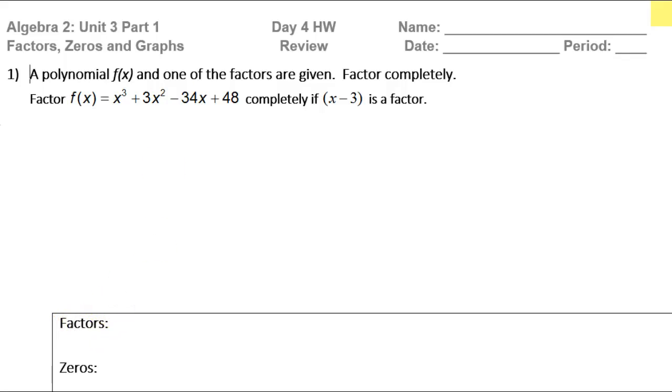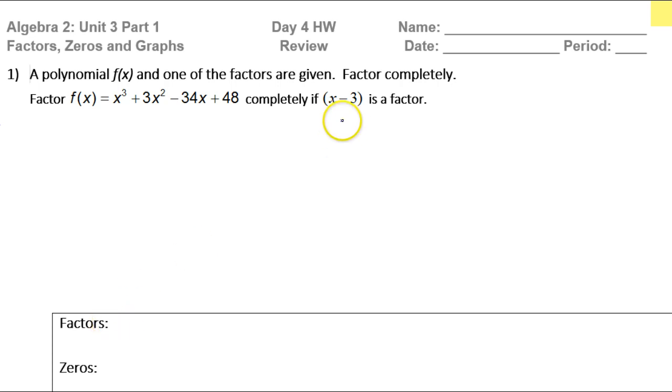In this video, we are going to explore the relationship between the factors of a polynomial, the zeros or roots of a polynomial, and the graph of a polynomial. So first of all, we have this polynomial function, and we're supposed to factor it completely, but we're given some information. We're given that x minus 3 is a factor.